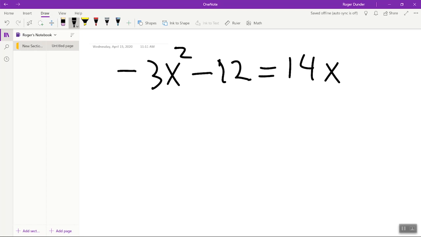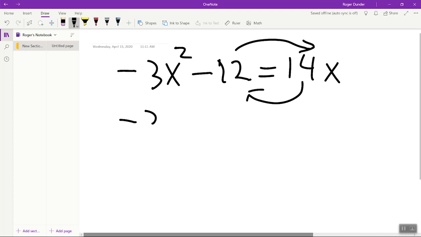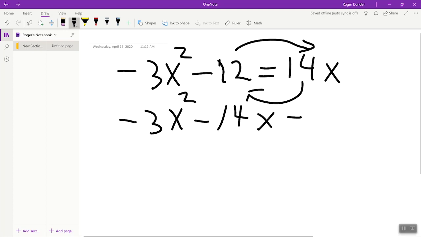So we're going to go ahead and take the 12 to the right over here, and bring the 14x over here to the left. So this will be minus 3x squared minus 14x is equal to 12. Okay? Just flip those two around. And then the second thing we can do, if you want to take care of your signs right now, let's just divide everything by negative 3.